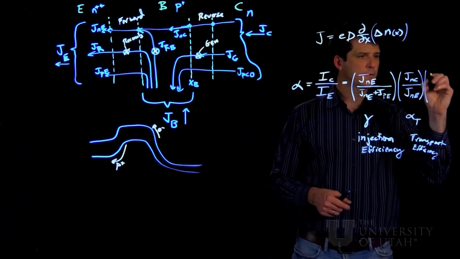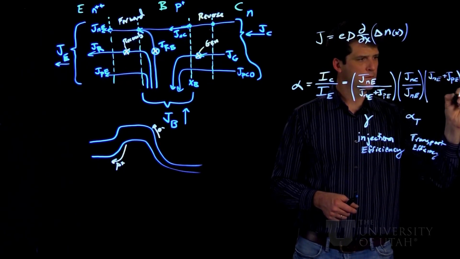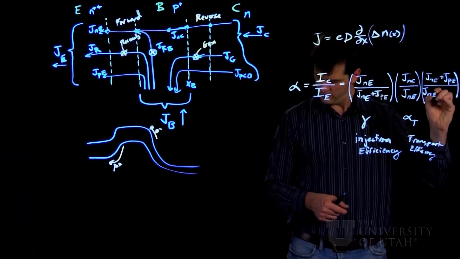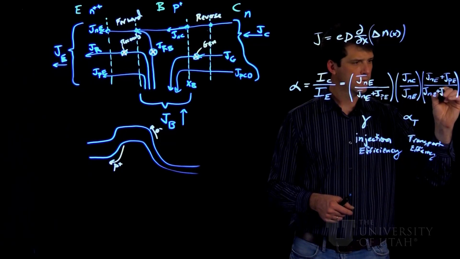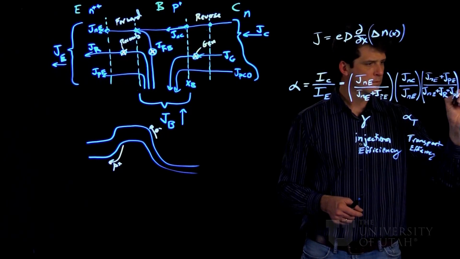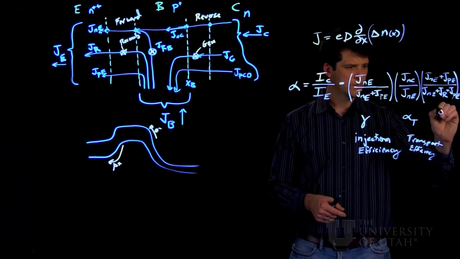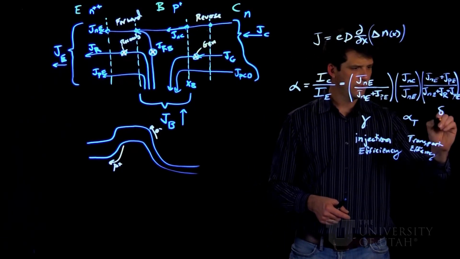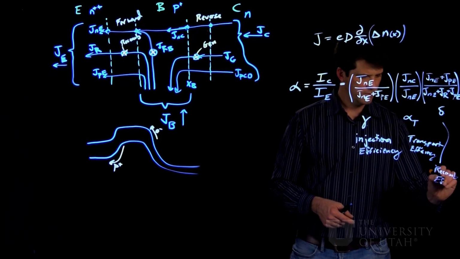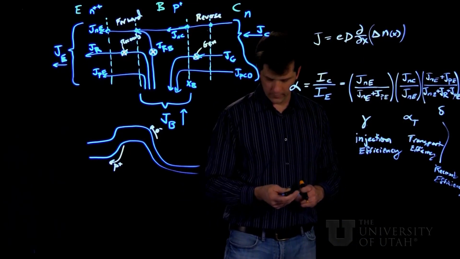And the last one, I'm running out of space, but I think we can fit it in here. So this last one here is our delta, and this is the recombination efficiency.